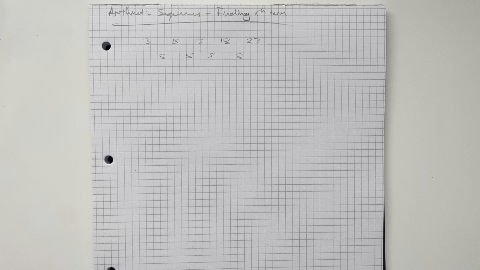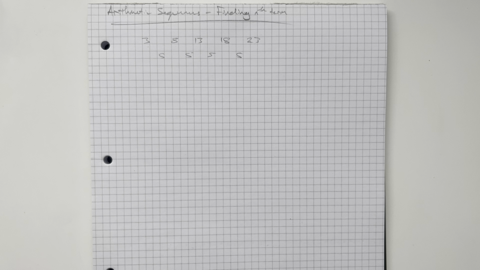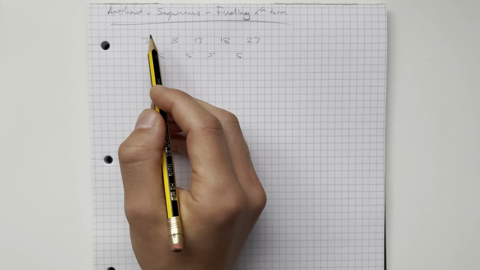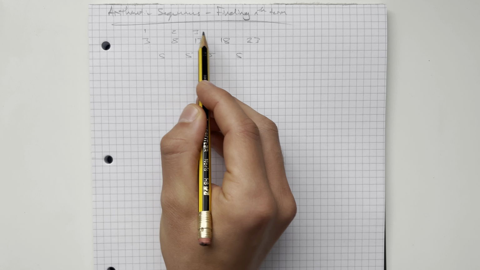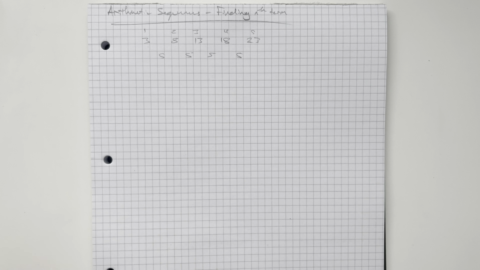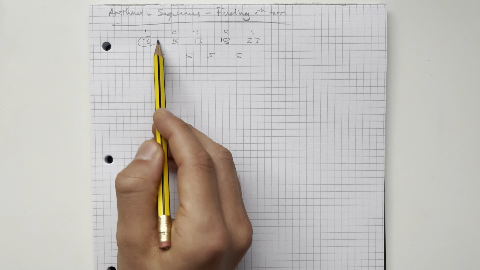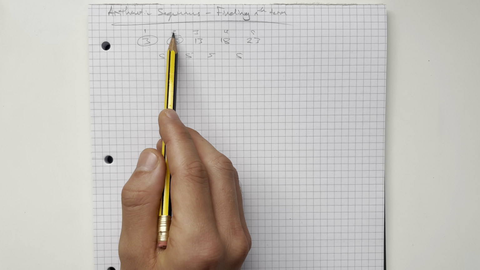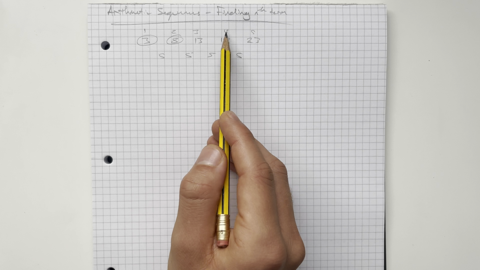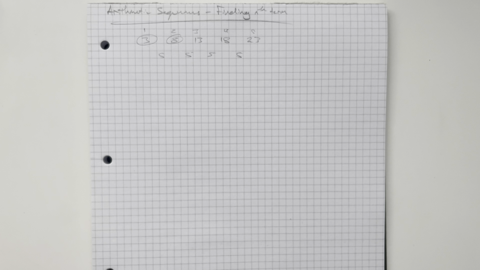So what do we mean by nth term? Nth term is a formula that we use to take in the position, if we think this is position 1, this is 2, 3, 4, 5, and we get out the value for each term. So we'd take in 2, for example, and we'd get out 8 as an answer. We'd take in 4, we'd get 18. So how do we do this?